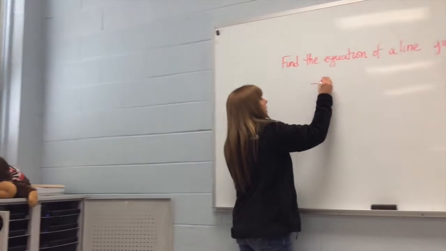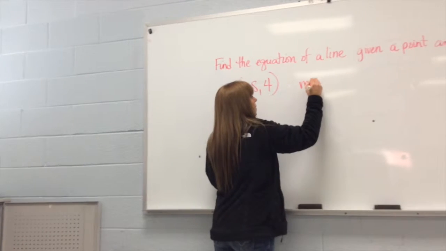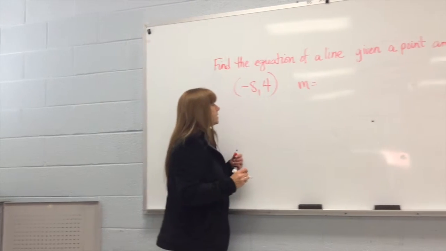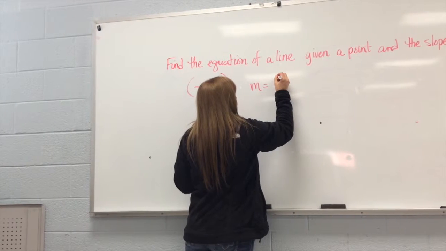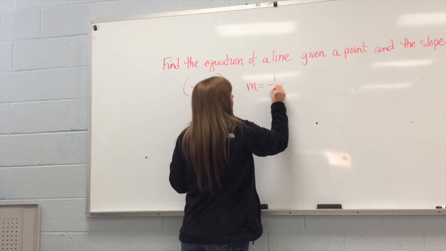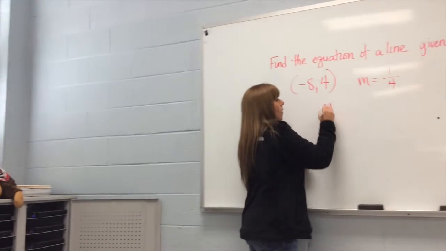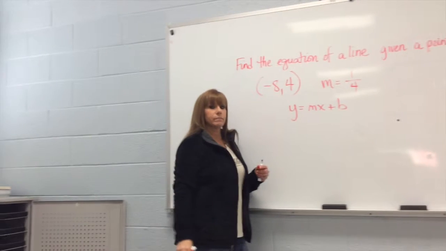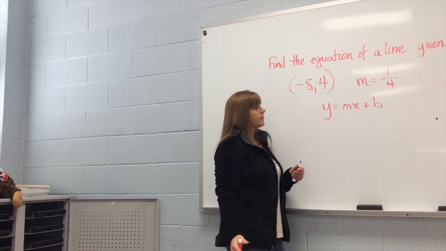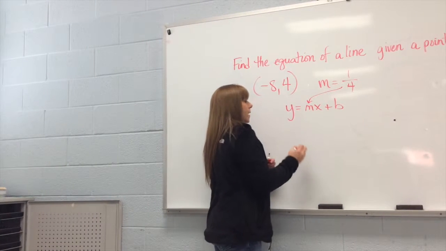Let's say we have the point (-8, 4), and let's say my slope is 1/4. So, thinking y equals mx plus b. Always y equals mx plus b. Slope-intercept form of the equation of a line. So, I'm going to fill in 1/4 for my m.